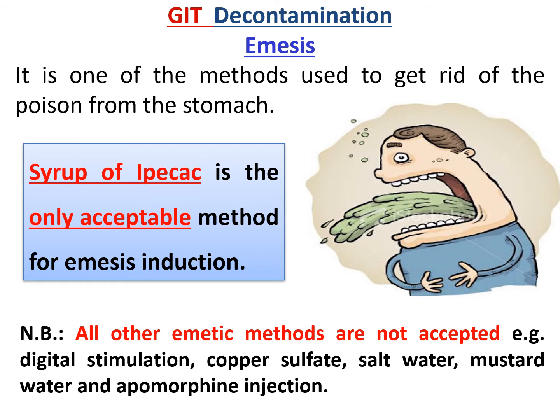Our grandmothers may use salt water to induce vomiting, which is very dangerous because it may lead to electrolyte disturbance, especially in children and old age. Also, apomorphine injection had been used, which acts centrally by stimulating the vomiting center, but it may lead to a vicious circle of vomiting and dehydration. So all these methods are forbidden now, and the only acceptable method is syrup of ipecac to induce emesis.